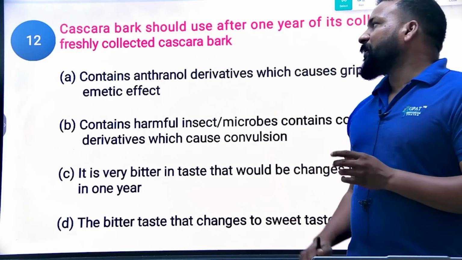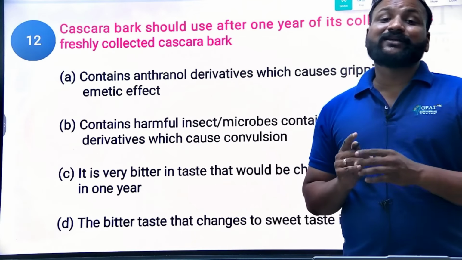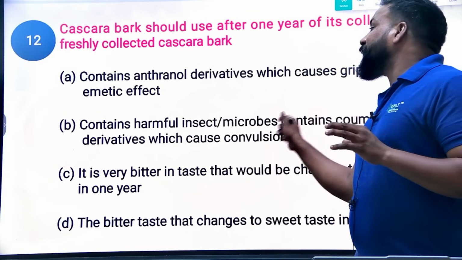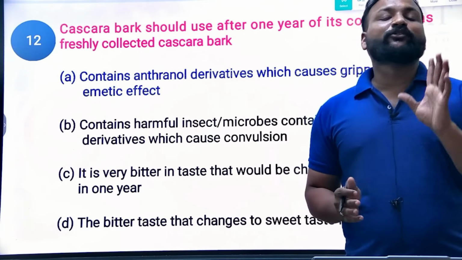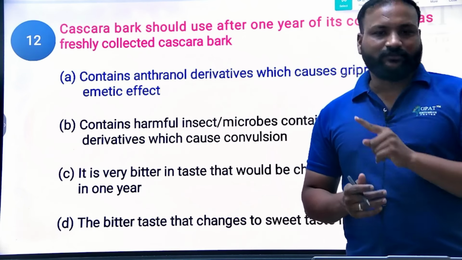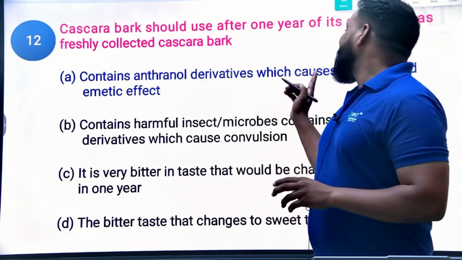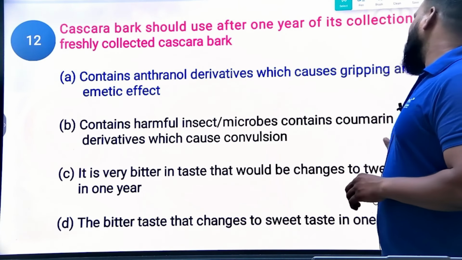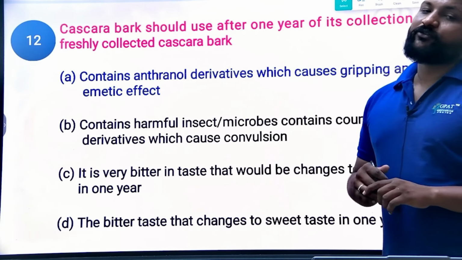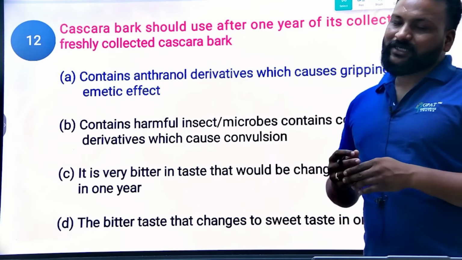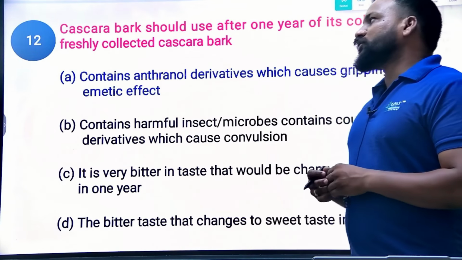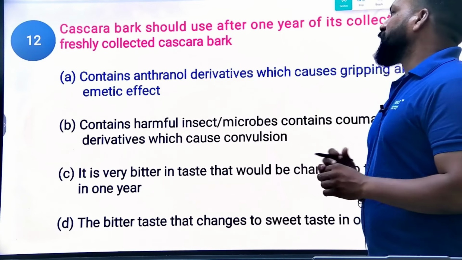Do you remember only one option? Cascara bark can cause a griping effect. It should be used at least 1 year after collection. Otherwise, it can cause a griping and emetic effect. So if you are not storing that particular cascara bark for 1 year, you need to face emesis and a griping effect.